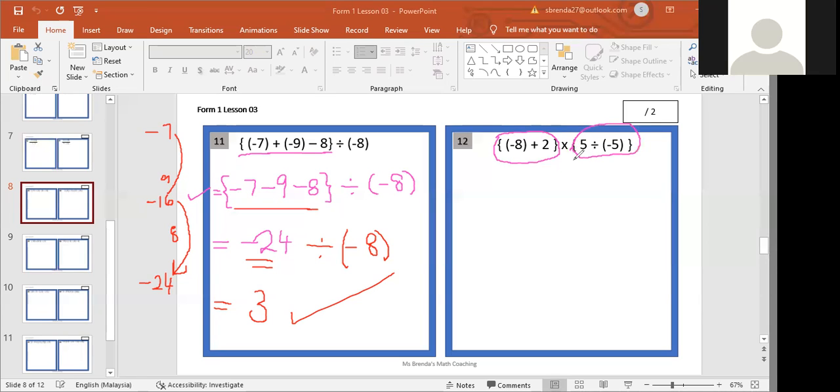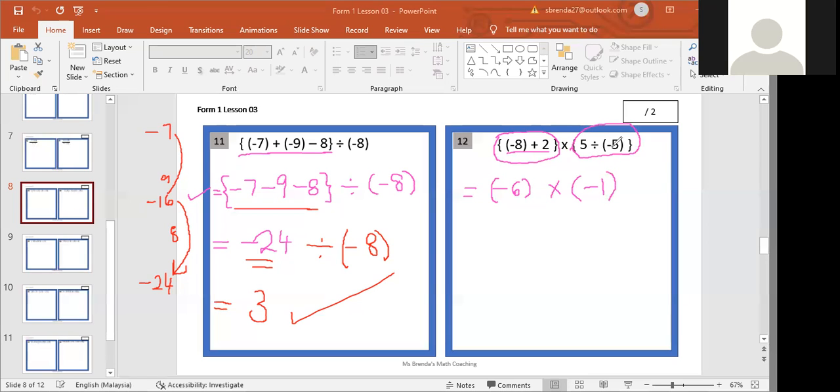So as the rule says, work on your brackets first. So guys, what is -8 plus 2? Come on, put it in the chat. -8 plus 2. Work this out. -6. Very good. So -6, this is your first bracket. You got your answer, multiplied with, what is the second bracket? 5 divided by -5. What do you get? -1. Very good. -1. Okay.